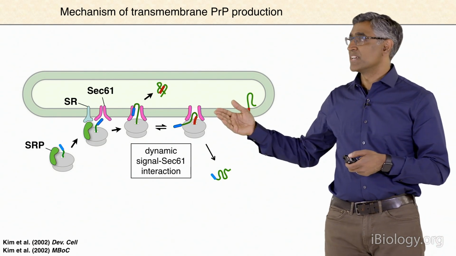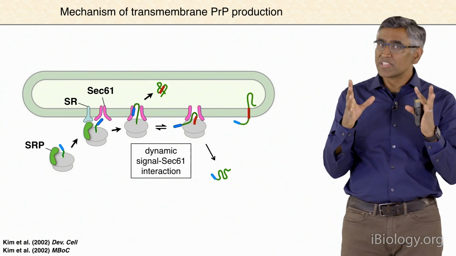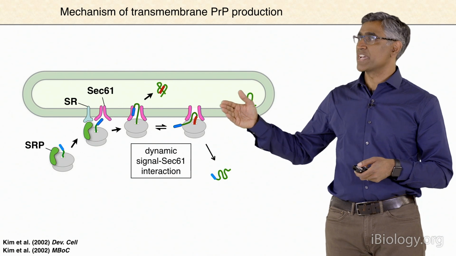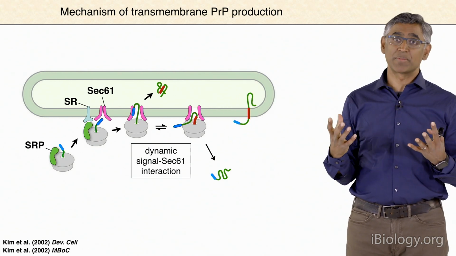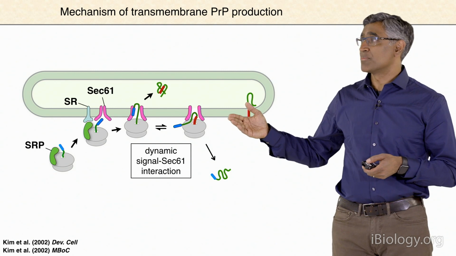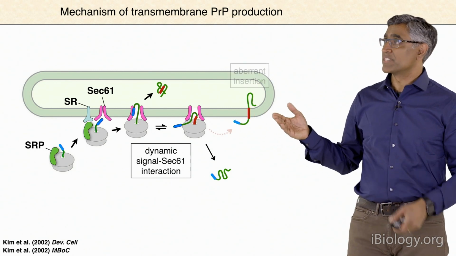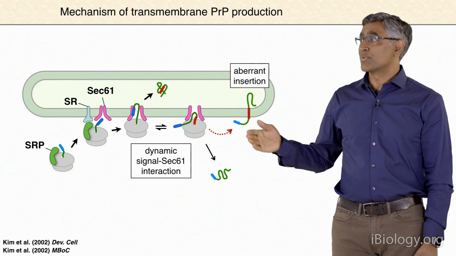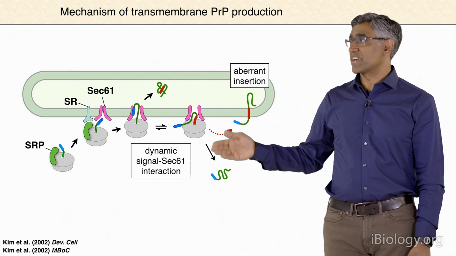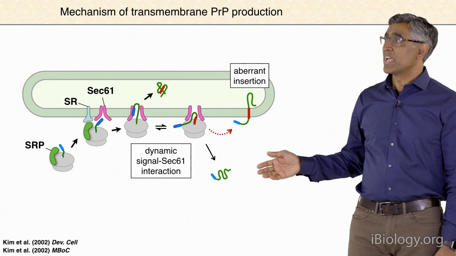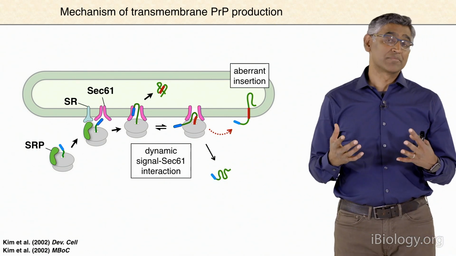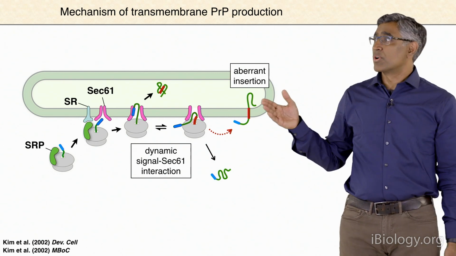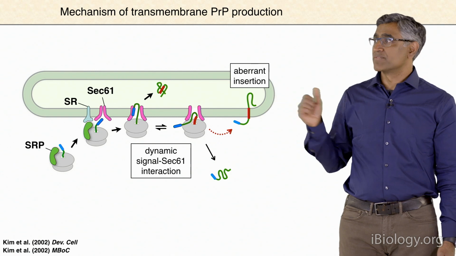And when that happens, now you have a hydrophobic region that looks a little bit like a transmembrane segment right next to the translocation channel, which is designed to recognize transmembrane segments. So a small amount of the time, that transmembrane-like region inserts in the membrane via Sec61. The rest of the time, these failed products are just released into the cytosol, and that cytosolic product is degraded. And so this provided then a sequence of events for how you could generate this transmembrane form.